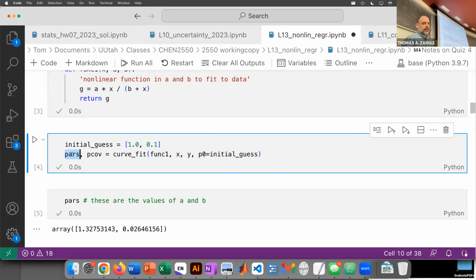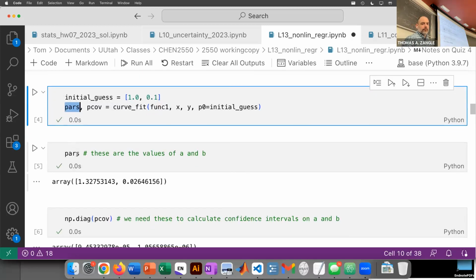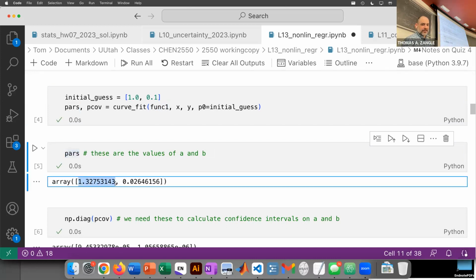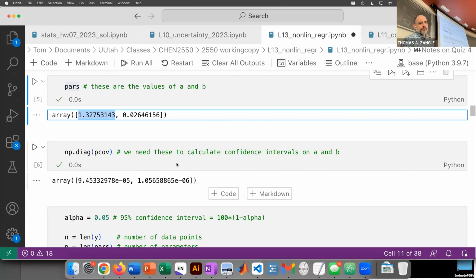And we get these outputs, which are the parameters and this covariance matrix, which we'll look at how we can use. But the first output of that curve fit function is the parameters that best fit our data, right? So these are the values of A and B. Here I'm displaying them without regard to significant digits as about 1.3 and about 0.03. So those are the values that best fit our data.